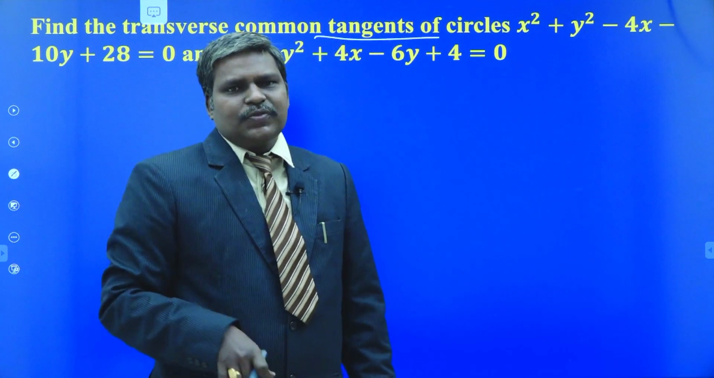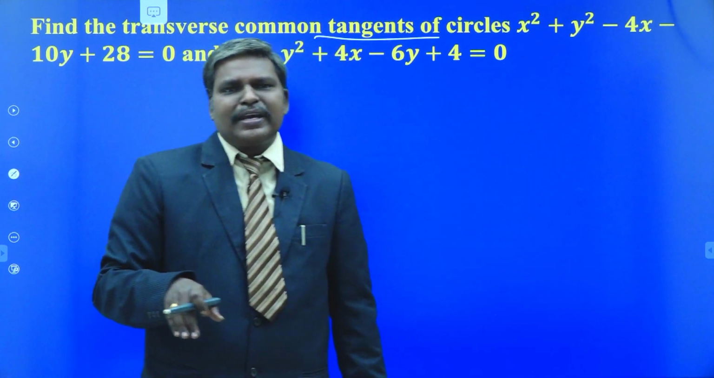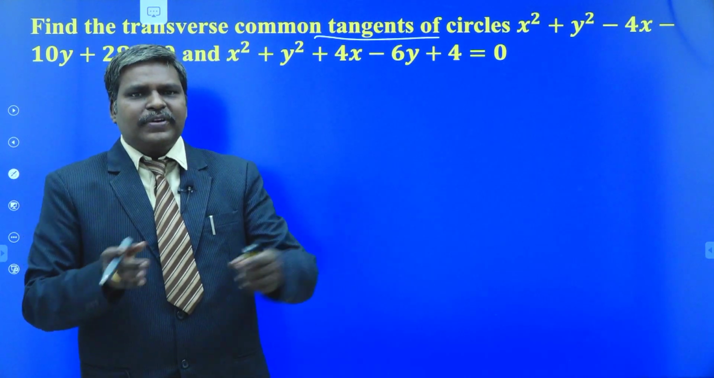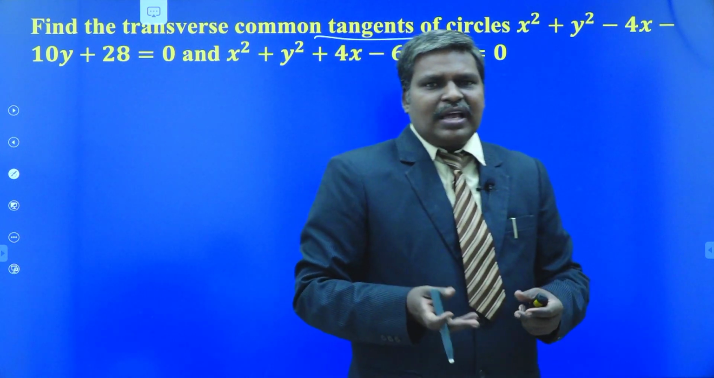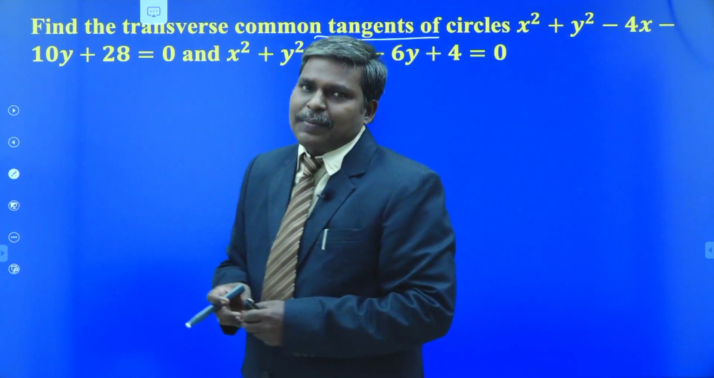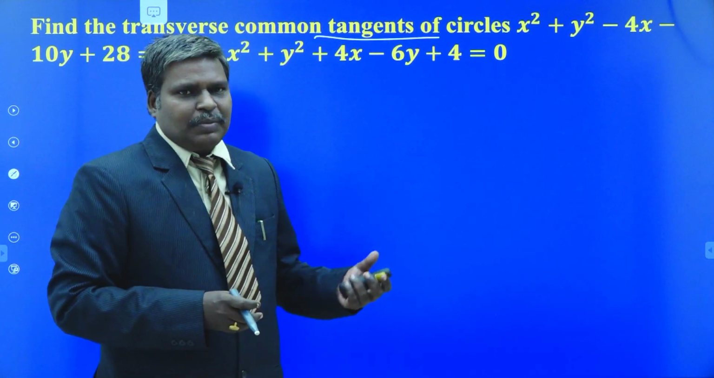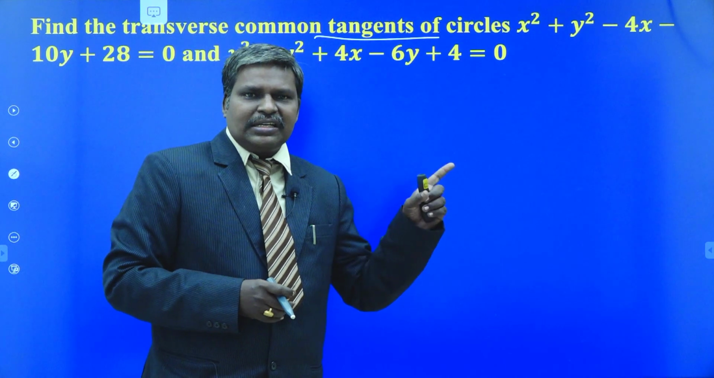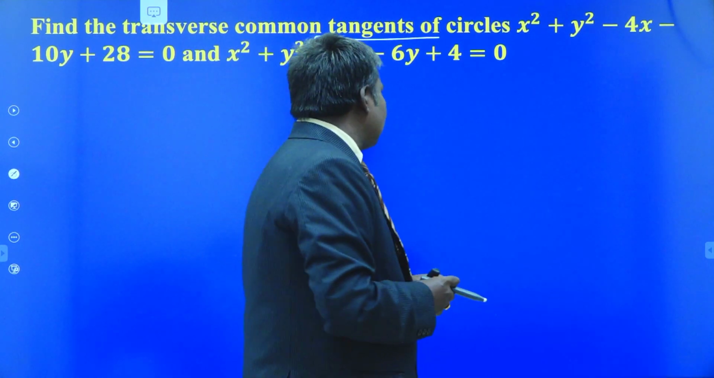If it is our transverse common tangent, that is tangent to both circles, you can apply r equal to d for any one of the two circles. After applying the condition, you obtain two values for m. Take the values of m in the equation itself, and we obtain the transverse common tangents. This is the simple procedure as in the previous problem. There we found the external center of similitude. Here you have to find out the internal center of similitude.